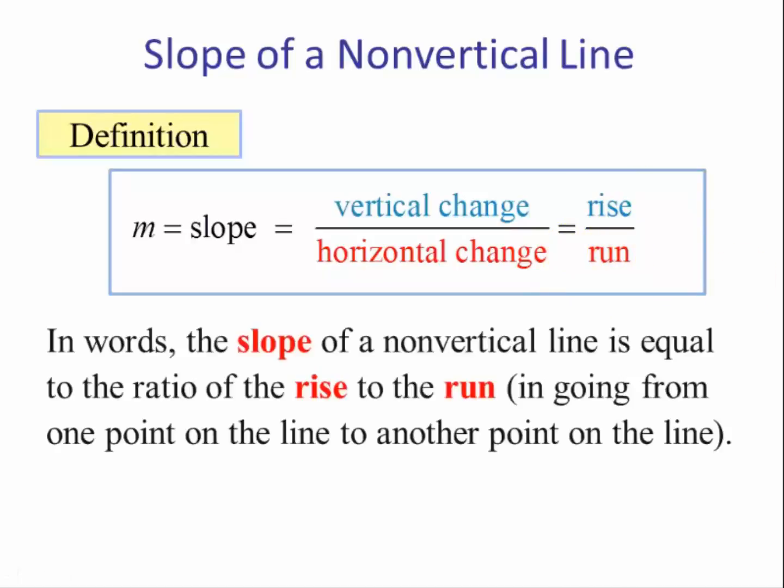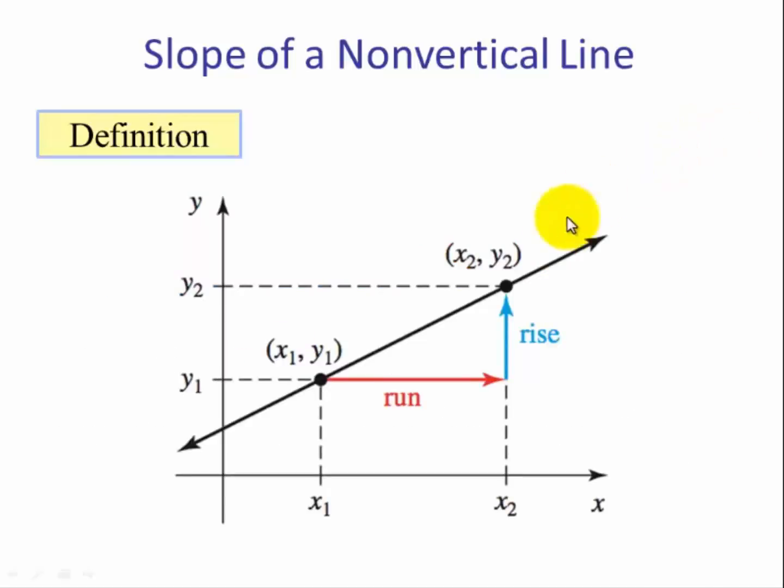So in words, the slope of a non-vertical line is equal to the ratio of the rise to the run, going from one point on the line to another point on the line. So here we have a visual. If we look from this point to this point, the rise is how far we are increasing on the y-axis relative to the change in the x-axis. So it's rise over run.